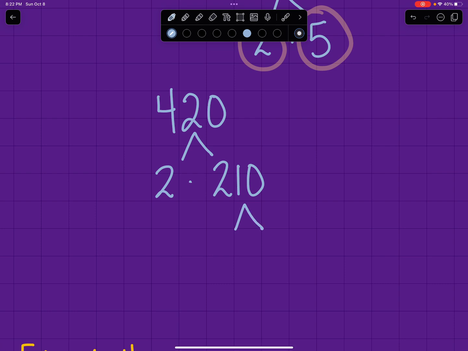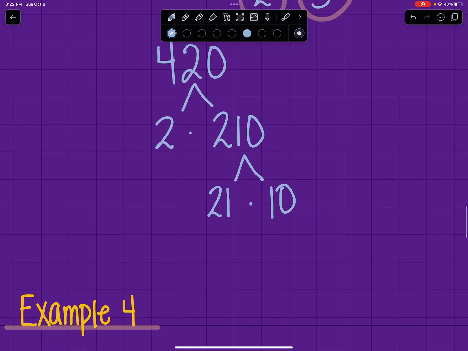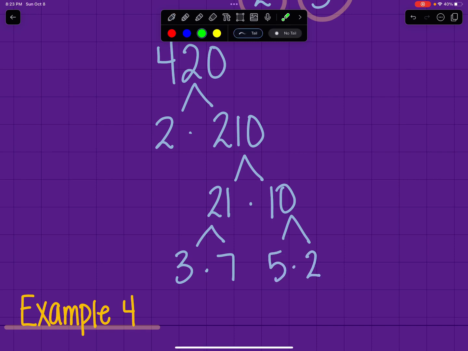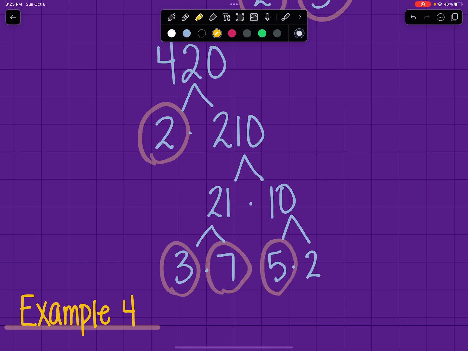So if I just look at it, it can be 21 times 10, right? These numbers are also not prime. So 21 can break down into 3 times 7. 10 can break down into 5 times 2. Now, what I'm left with here are all prime numbers. So now I have to circle all the prime numbers. Don't forget that 2 way up there, and then you've got 3, 7, 5, 2.